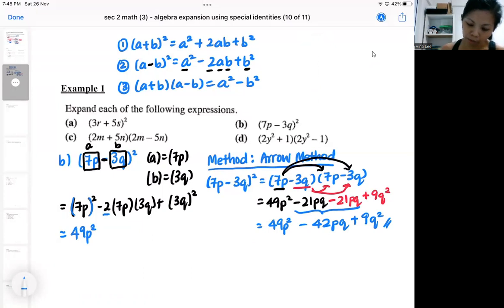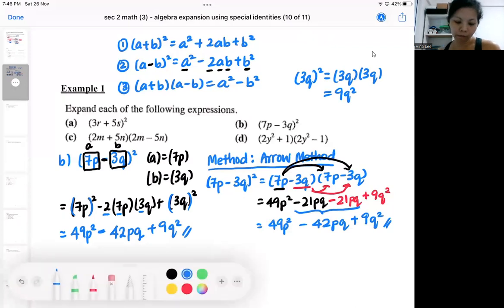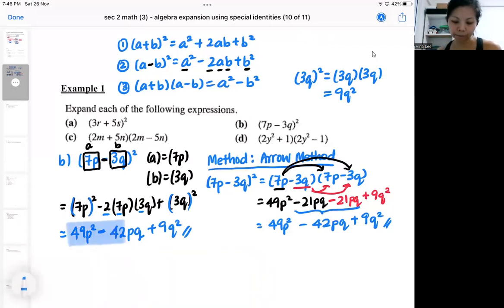Then 2 times 7 times 3, so 42pq. And now we got 3q squared, which is 3q times 3q. So I will get 9q squared. So this is my answer. Again, if you check, the two answers will match.